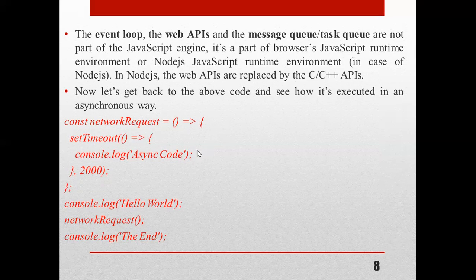So see how this code is executed in an asynchronous way. We have seen this code for non-blocking here. We have one networkRequest method with a setTimeout method having a callback and a timer. Then we print one message, call the networkRequest method, and at last print the end message.